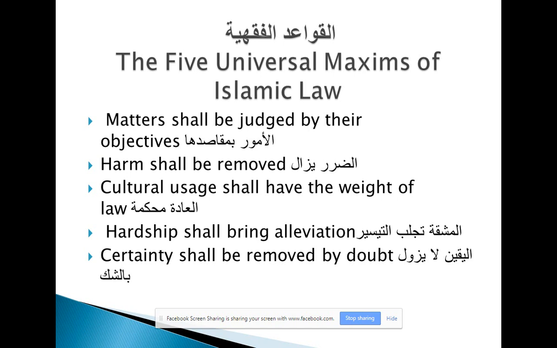اليقين لا يزول بالشك. Certainty shall not be removed by doubt. So when you're in doubt about something, you go for what you're sure of. That's a lot of things to say.